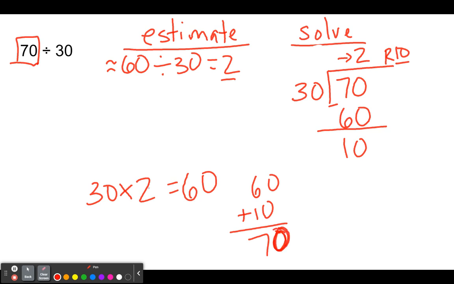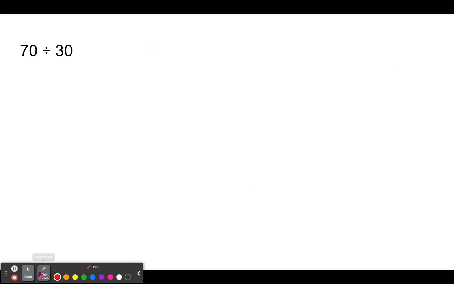Because when we did the reverse of division, we did multiplication and then added our remainder, we got 70. So this is a correct answer. All right, now let's go ahead and do one more problem.